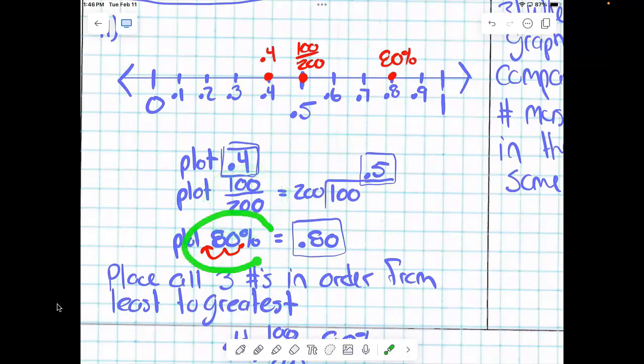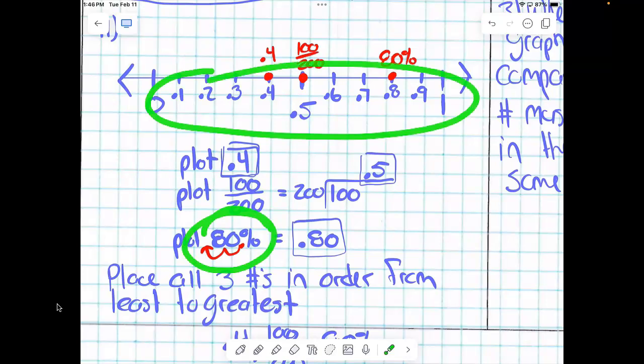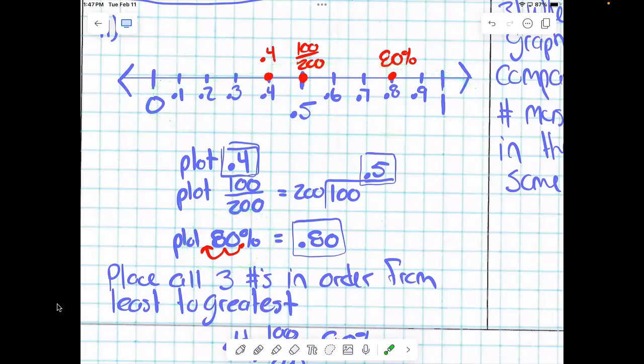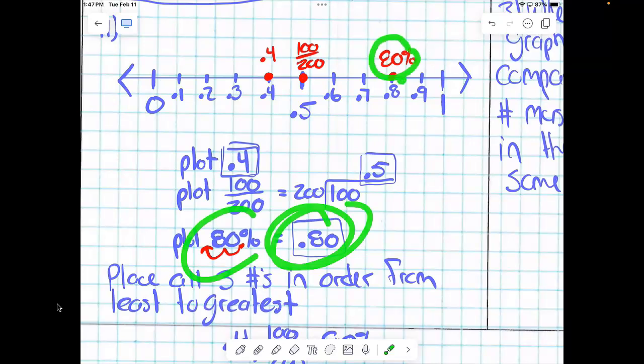Yes. Can you easily put 80% on a decimal number line? No. So we need to convert it to a decimal. Once we figured out what the decimal is, then we can put 80% at that correct decimal spot, right? Solomon, eyes are up here.